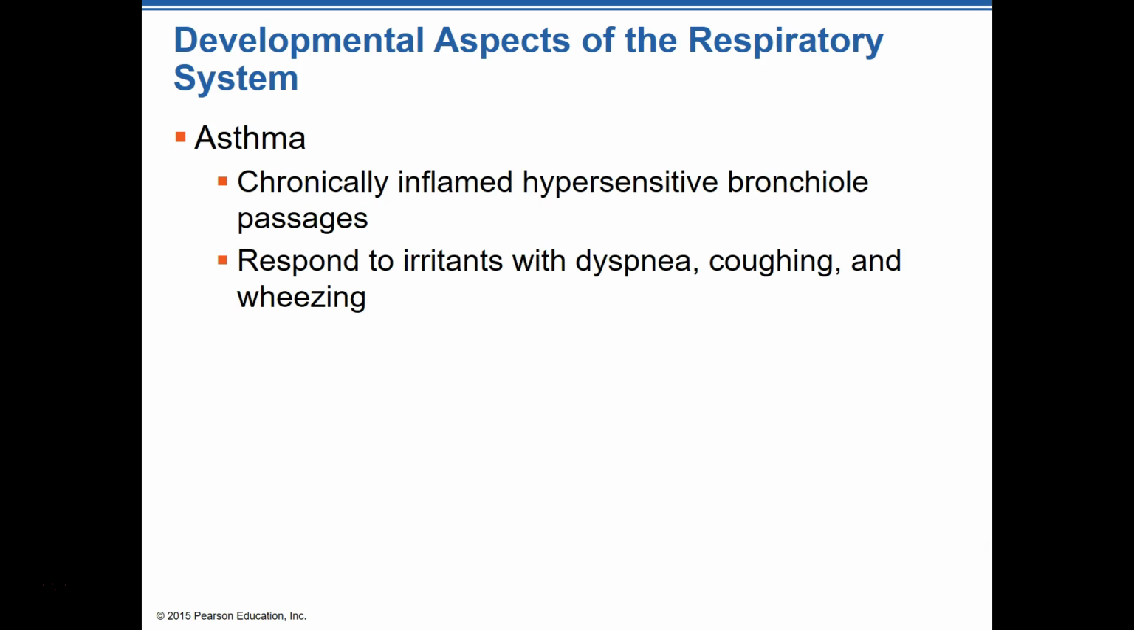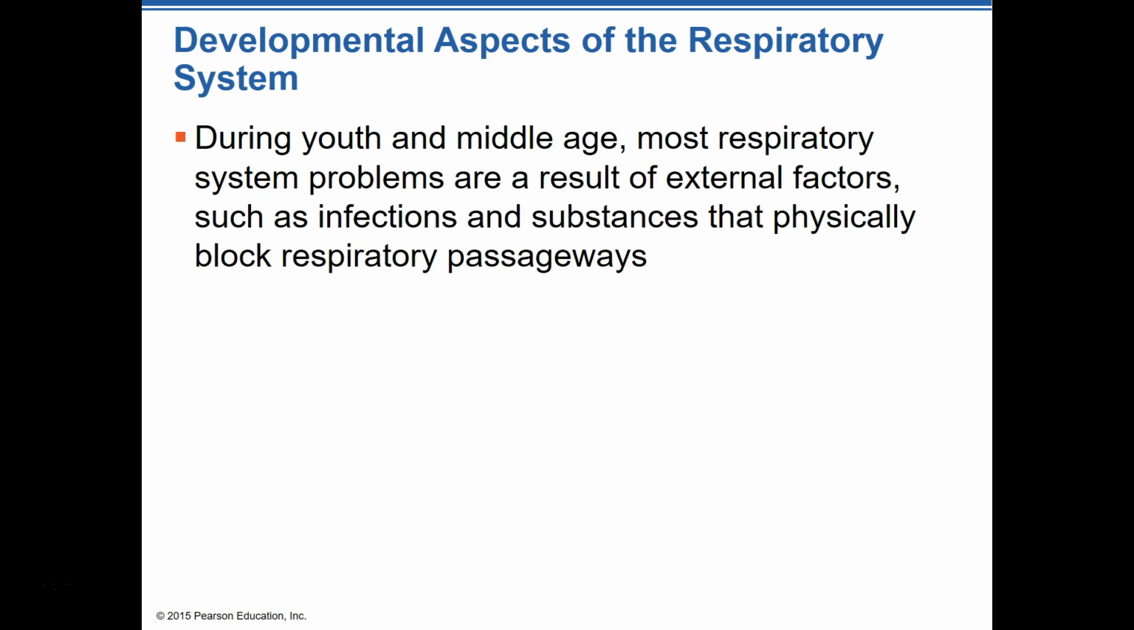As an aging adult, I'm starting to notice a few more asthma-related issues that I haven't had for 40 years. Now they're starting to come back, and my physician tells me that's because there's a little bit of loss of elasticity within my lungs. So it's something we're watching to see if anything will need to be done in the future. Probably not. But also, most respiratory problems are the result of external factors in the youth and the middle-aged, such as physically blocked respiratory passages from substances or infections and that kind of stuff.